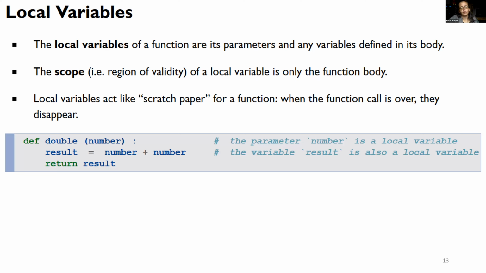So getting back to that variable scope idea, let's talk about those local variables. The local variables of a function are the parameters and any variables defined inside of that function. Scope, which means the region of validity of a local variable, is only in the function body. Local variables act like scratch paper for a function. When the function call is over, they disappear. Now, this may seem a little bit disturbing to you. Why is it that we've defined some variables and they're going to be deleted? That doesn't always sit well.